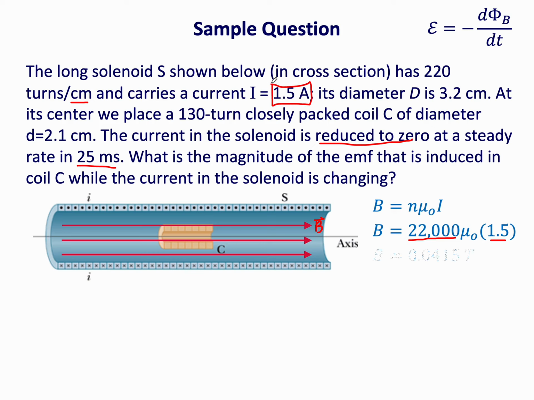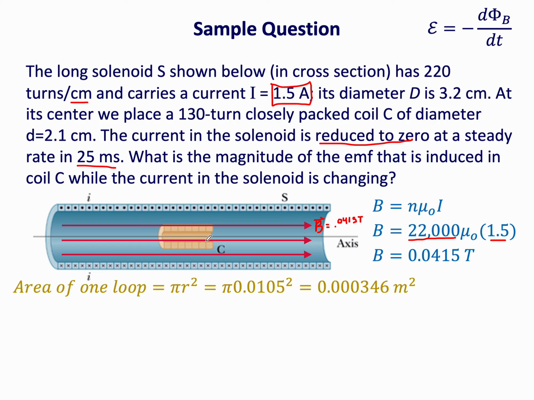So what's the magnetic field on the inside of this thing? The answer is the magnetic field is not crazy large, 0.0415 teslas. And again, remember, it's fairly uniform. Well, that same field is passing through this yellow solenoid that's in the center.